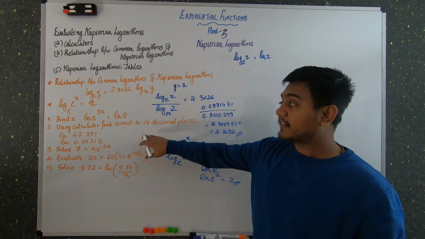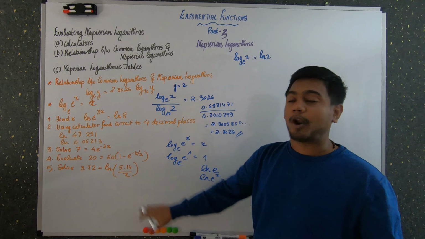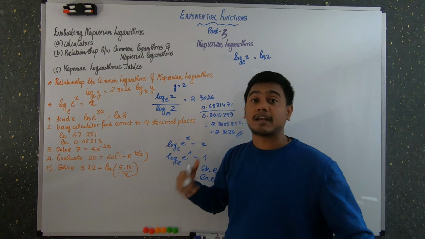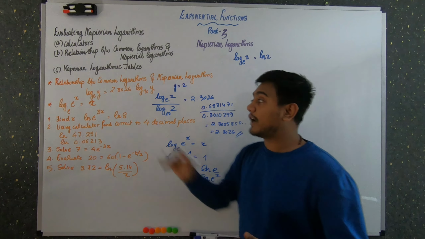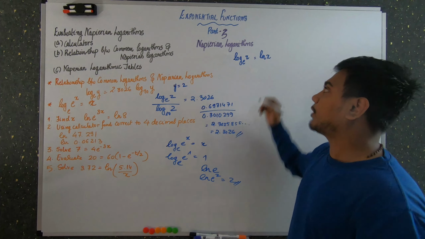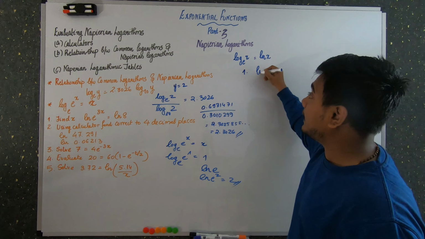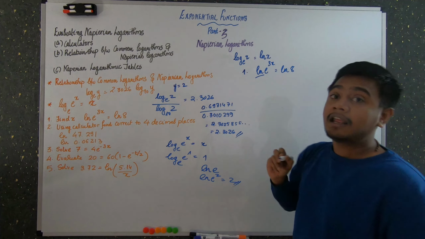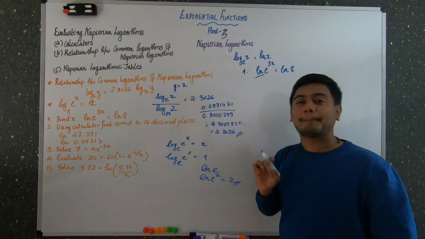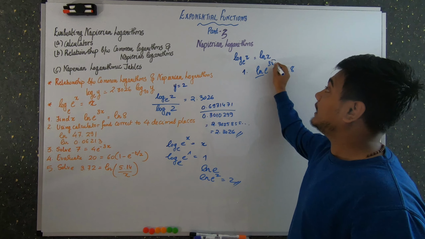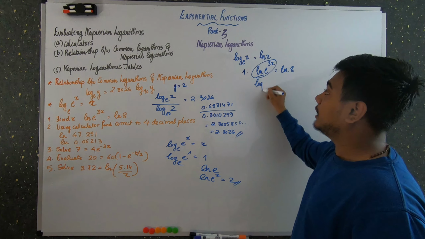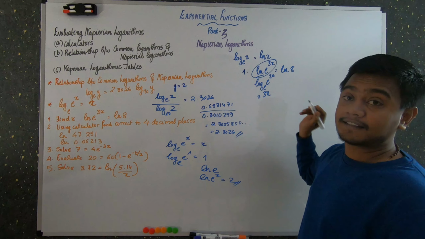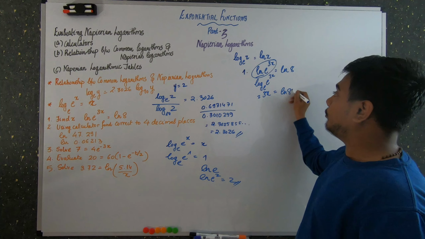Now our next step is to discuss the problems based on these relationships between common logarithms and Napierian logarithms, and also using exponential functions. So let's go directly to our first problem. What is the first problem saying? ln of e raised to 3x is equal to ln of 8. What is ln? ln is the abbreviated version for Napierian logarithms. So ln e raised to 3x is what? ln is actually log to the base e. e raised to 3x gives 3x. Right? So 3x is equal to ln of 8.